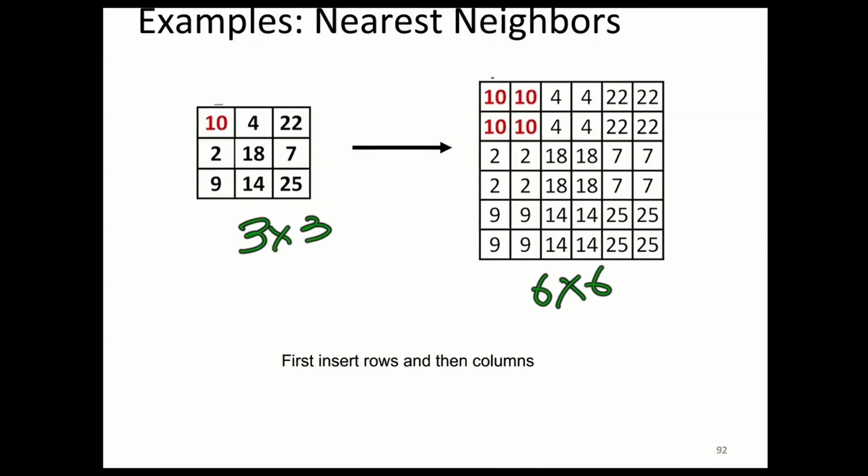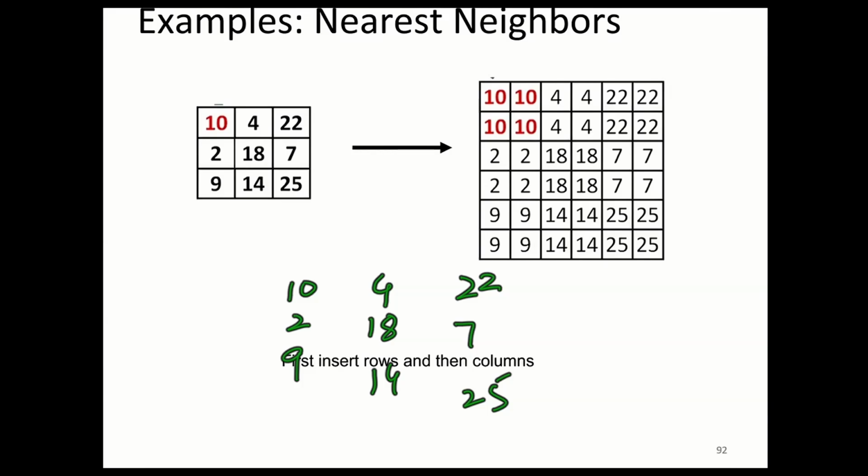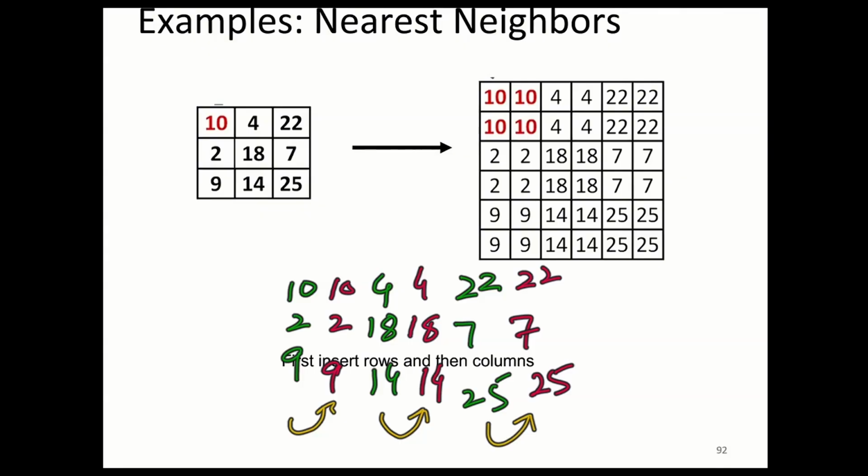Let's say I want to have 3 by 3 become 6 by 6, double, right? So how to do that? First I have to put columns. So I have 10, 2, and 9. I will put a column here, then 4, 18, 14, and then 22, 7, and 25. Then I replicate this one. This becomes 10, the previous. This becomes 2. This becomes 9, 4, 18, 14.